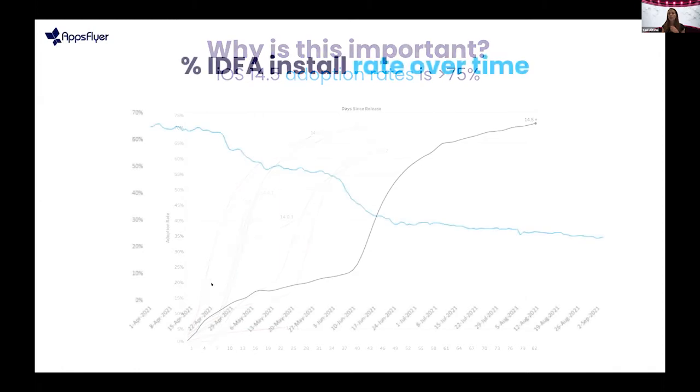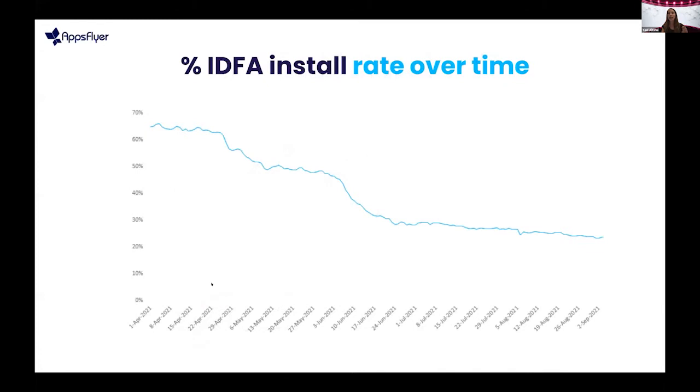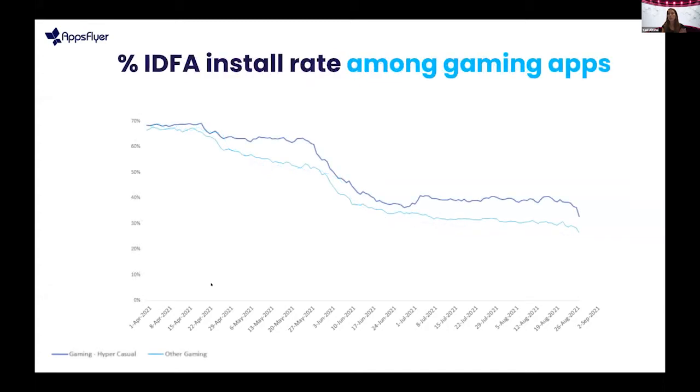With high correlation to this, we see a continuous decrease in the rate of IDFA over time. And if we focus on gaming, we can see that for hyper-casual gaming, the percentages are a little bit higher compared to other gaming categories. By the way, if we exclude the 30% of devices that are on older versions, the numbers here will be much lower, around 11–15% max.